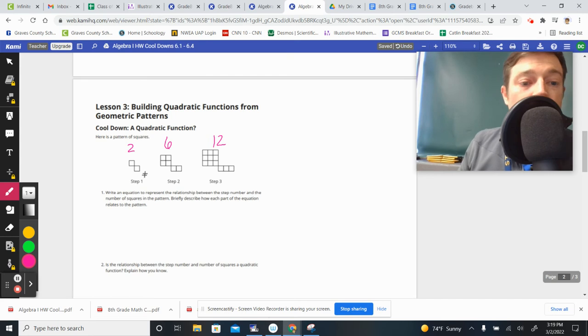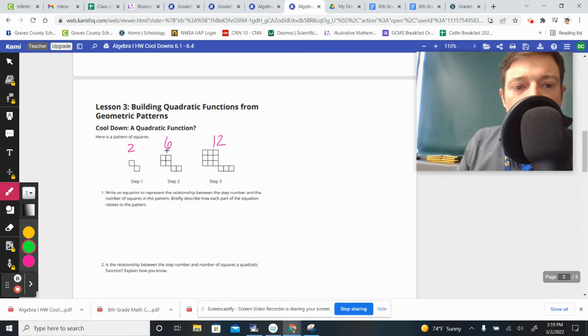It wants us to write an equation that represents the relationship between the step number and the number of squares in the pattern, and briefly describe how each part of the equation relates to the pattern. The first thing that we notice here is they're not going up by 4 every time. Plus 4 doesn't work, so we know it's not linear. And we look at it and say, well, times 3, and then 6 times 3 would be 18. It's not exponential because they're not multiplying by a common factor.